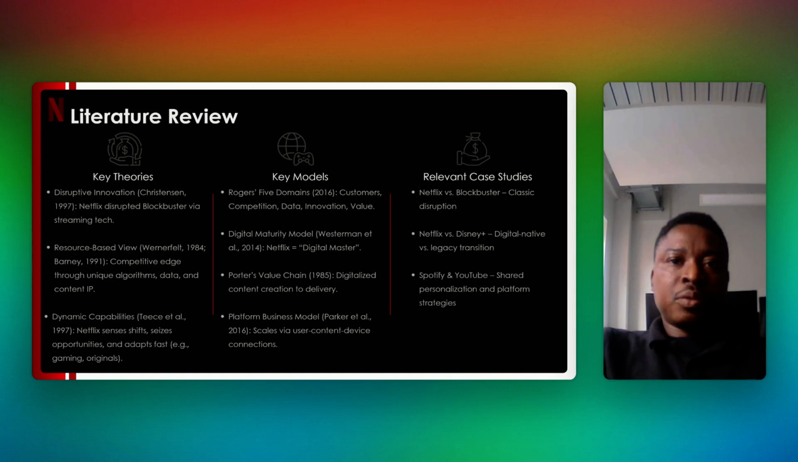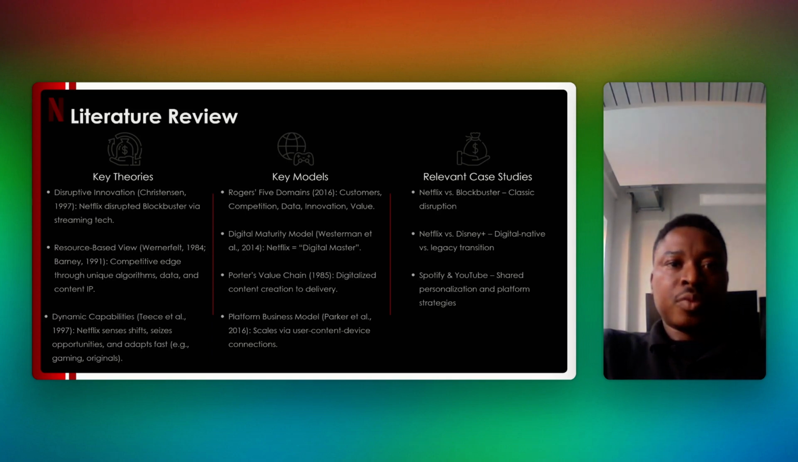Then literature review, that's the theoretical foundations. My literature review is shaped by several key theories. One is the disruptive innovation. This explains how Netflix overtook Blockbuster in the market. Then the resource-based view helps us understand how Netflix algorithm, data, and original content give it a competitive edge. Dynamic capabilities theory shows how Netflix continually adapts, such as moving into gaming.